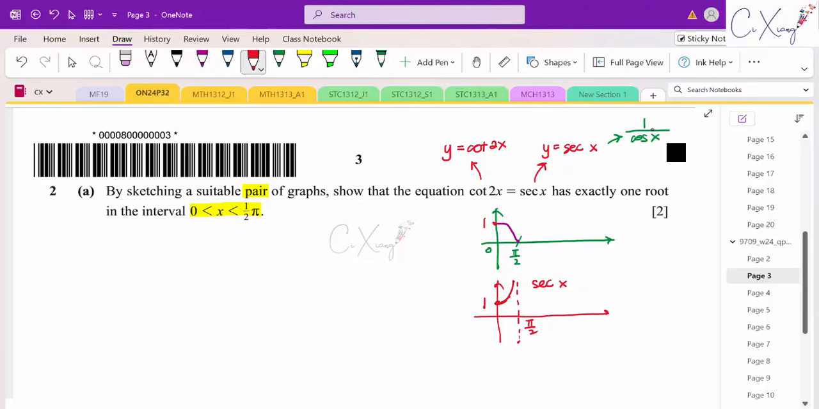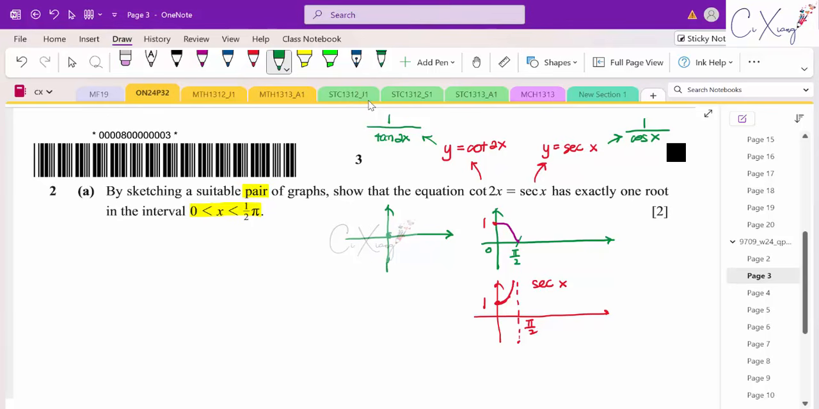So we are learning how to sketch the reciprocal function. For me, I can't remember the graph, so I have to use some method to help me sketch it out. Alright, then after that we go for cotangent 2x. So cotangent 2x, the original graph basically is tangent 2x. So I need to sketch tangent 2x first. Then after that, only I try to convert it into 1 over tangent 2x.